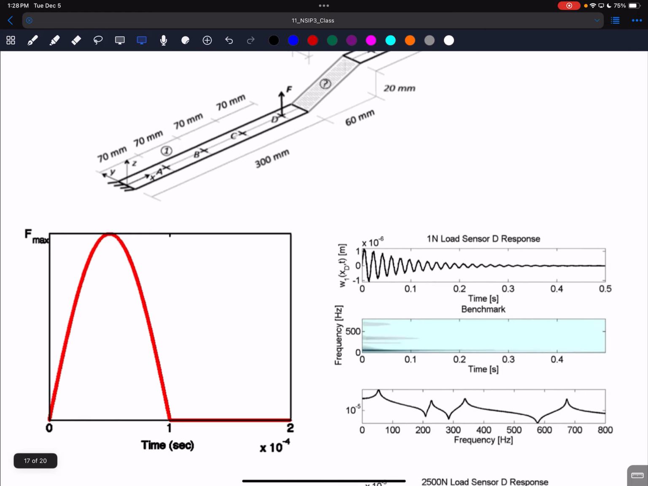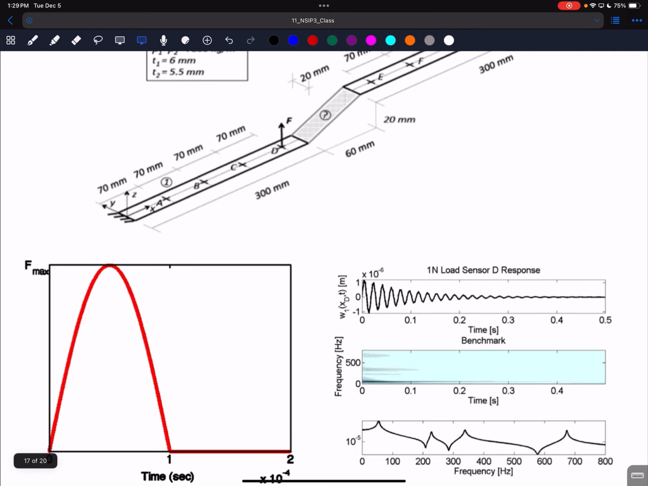All right, so basically what we did is that we applied an impulsive force shown like this with some amplitude that we varied and a fixed duration of 1/10,000th of a second.